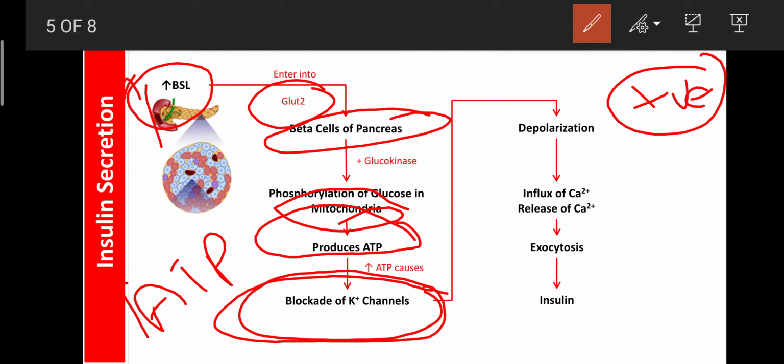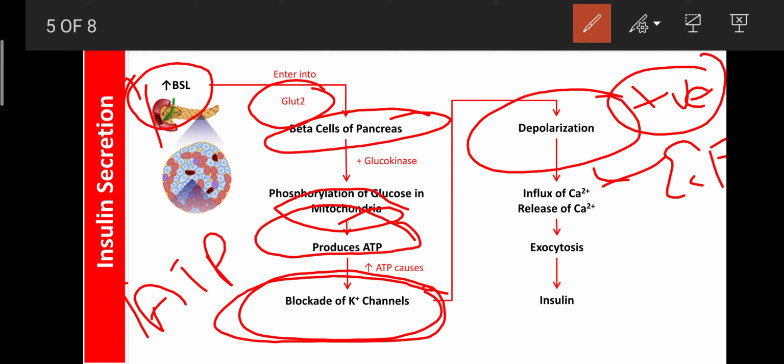That condition is known as depolarization. This depolarization causes the influx of calcium from the extracellular fluid into the beta cell, as well as the release of calcium from the sarcoplasmic reticulum. Sarcoplasmic reticulums are organelles of each and every cell, and they act as stores for calcium.